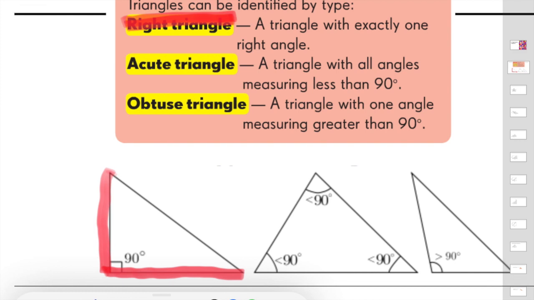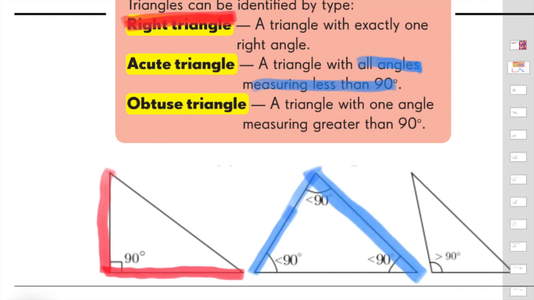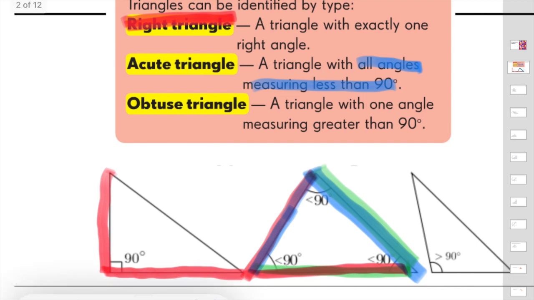And an acute triangle is a triangle with all angles measuring less than 90 degrees. So you can see this angle is less than 90 degrees, and this angle is an acute angle. It's less than 90 degrees. And we can see that this green angle is also less than 90 degrees. So we have three angles that measure less than 90 degrees. So this triangle would be classified as an acute triangle.